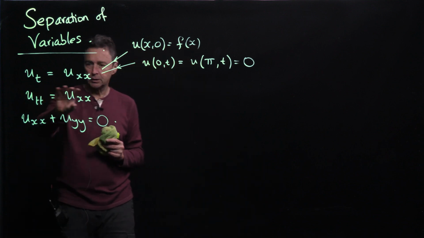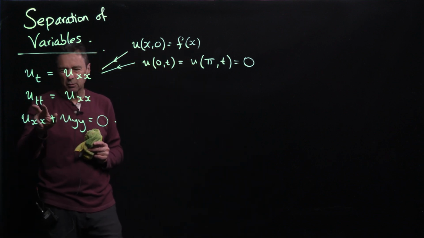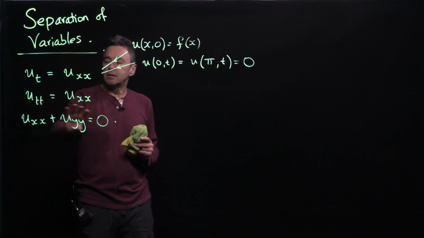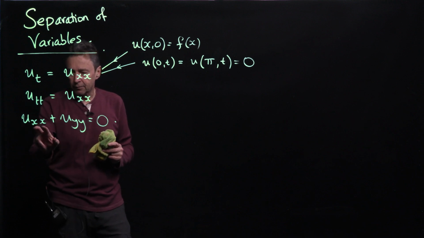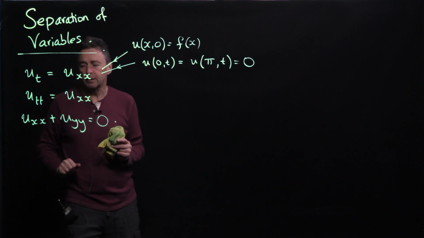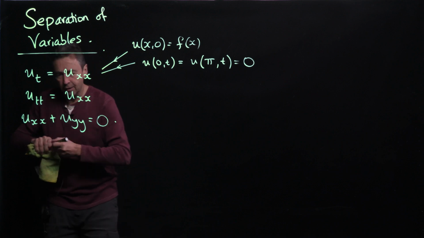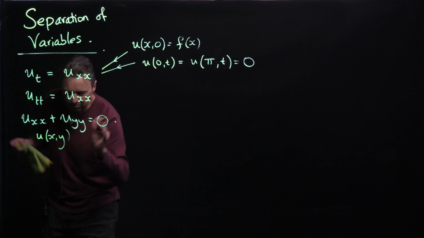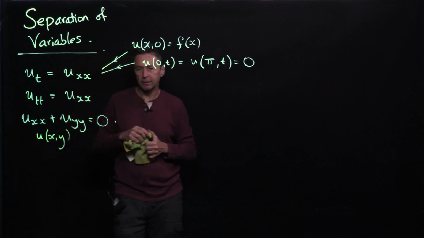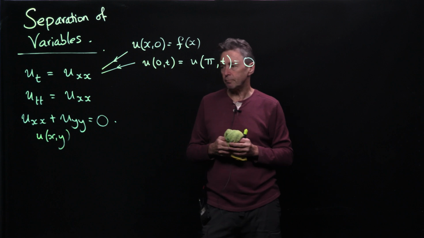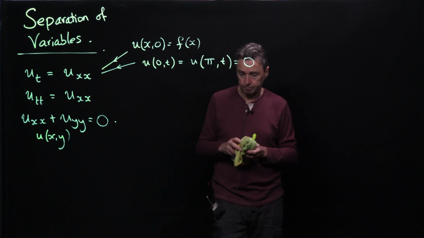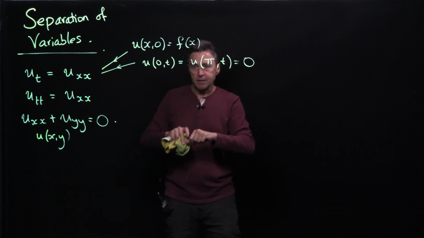The wave equation has two time derivatives, so we need a second initial condition. The third equation, Laplace's equation, has different independent variables, x and y. Here we're searching for something which depends on two space variables rather than space and time, and you'd need boundary conditions in both x and y, two of them. So that's the setting.